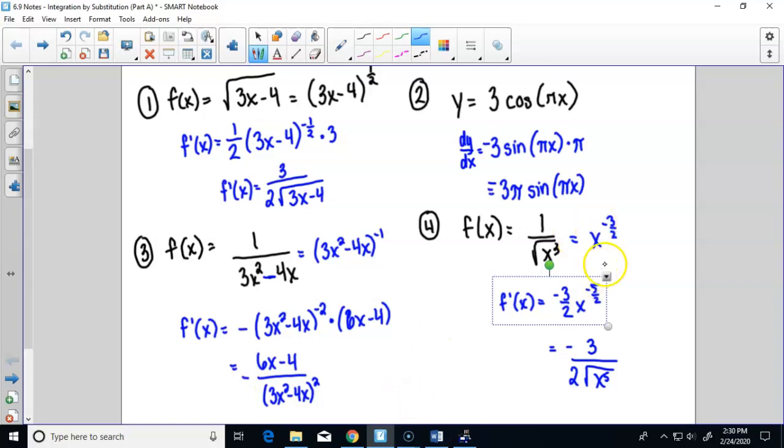And then the last one is the only one that is not a chain rule here, but I did want you to see this because you've got that root in the bottom. So if you change that to x to the negative 3/2, then you can just use your power rule to take that derivative, and you'll get your answer here. Okay, questions?